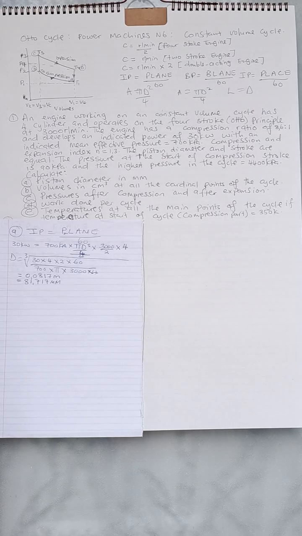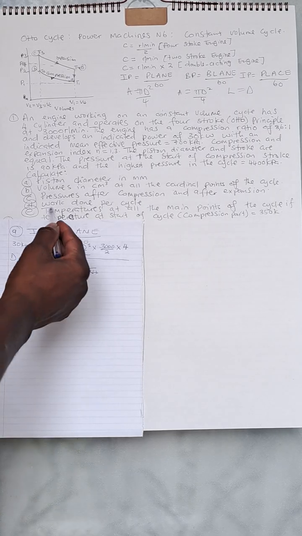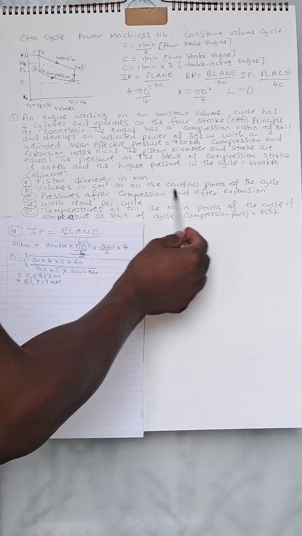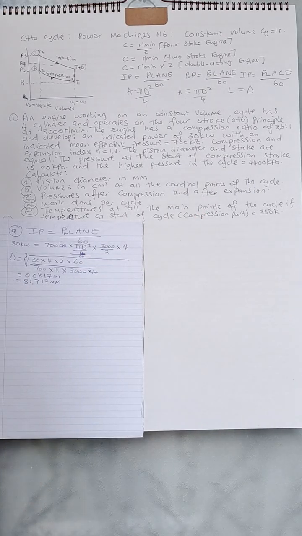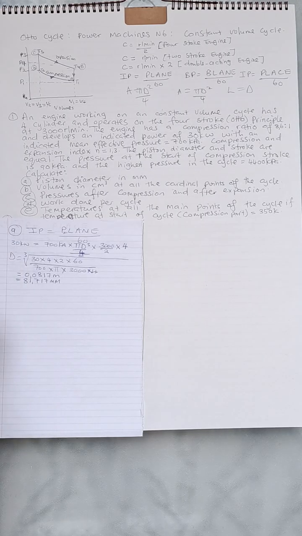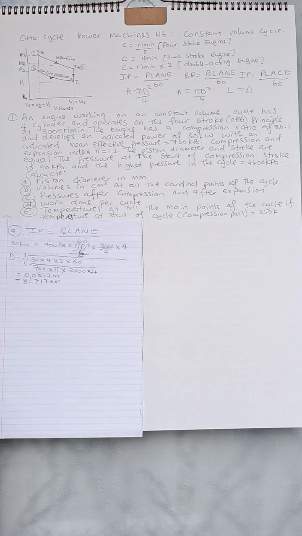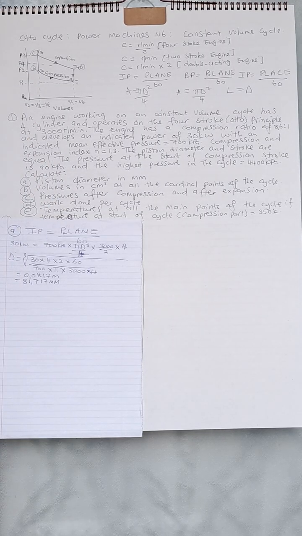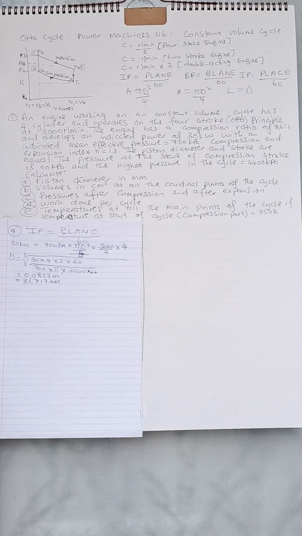Number B, they want us to calculate the volumes in centimeter cubed at all the cardinal points of the cycle. So we need our V1, which is our V4. We need our V2, which is our V3, or our clearance volume. Now that we have our diameter, it becomes easier.